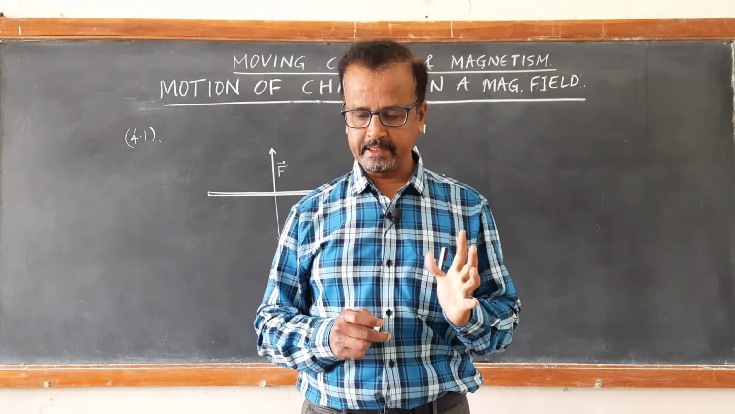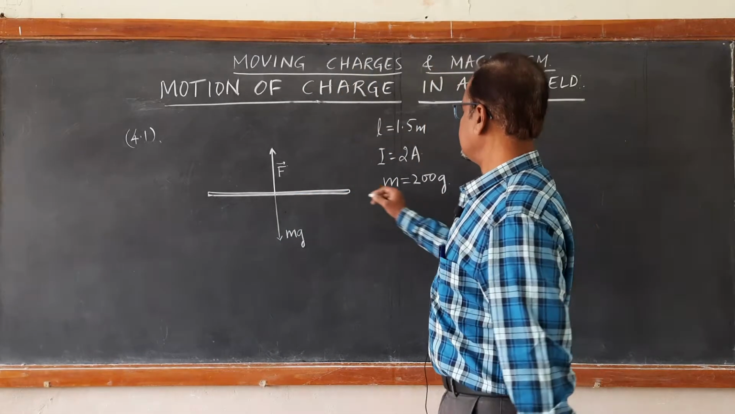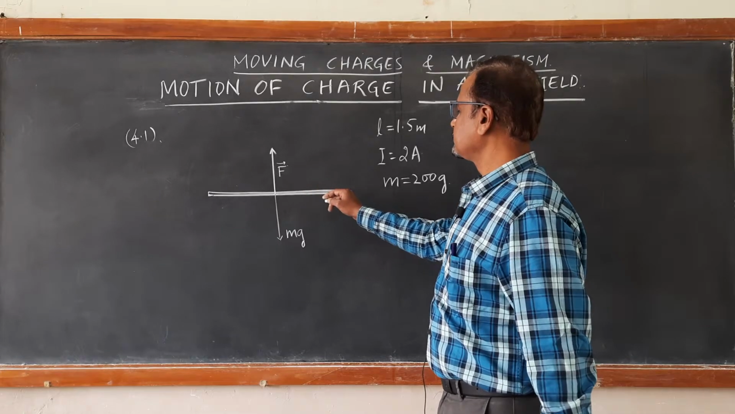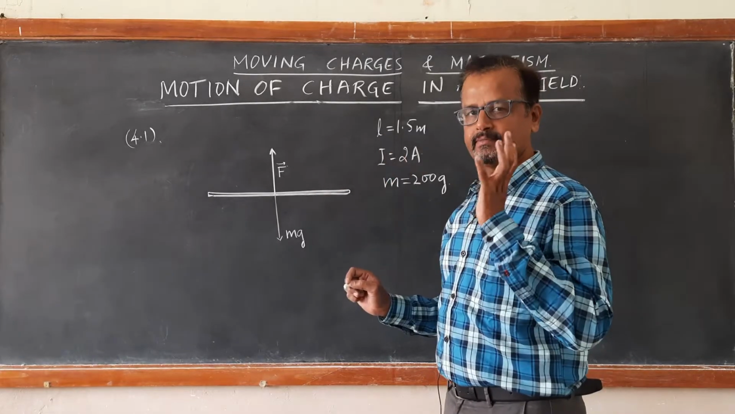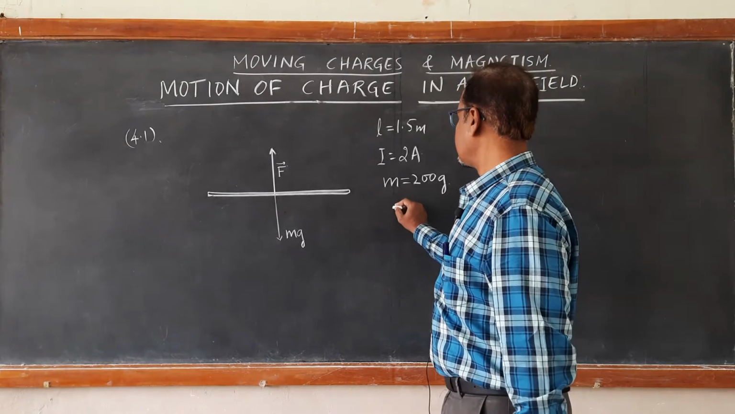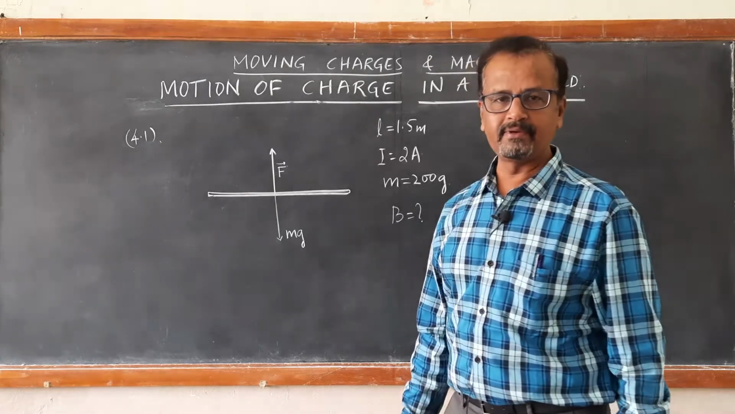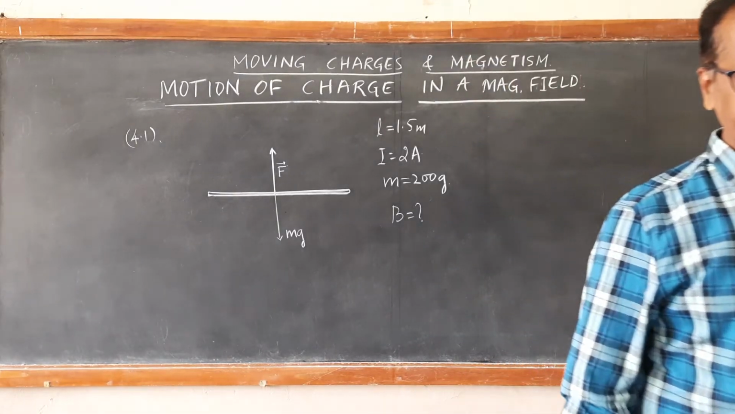Then, what is the magnitude of the magnetic field? This is the question. It is suspended in mid-air by the strength of a uniform magnetic field due to its magnetic force. So, you are asked to find out the value of that magnetic field, the magnitude of the magnetic field.